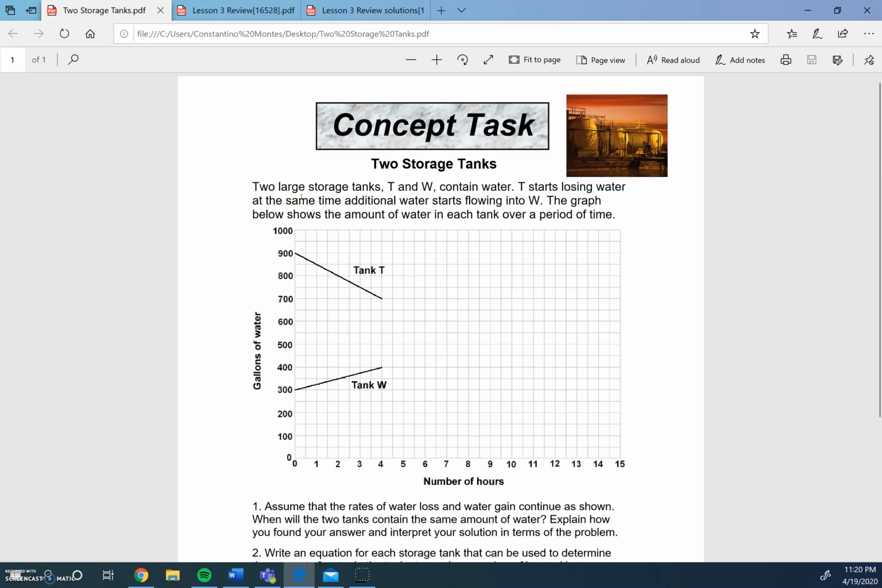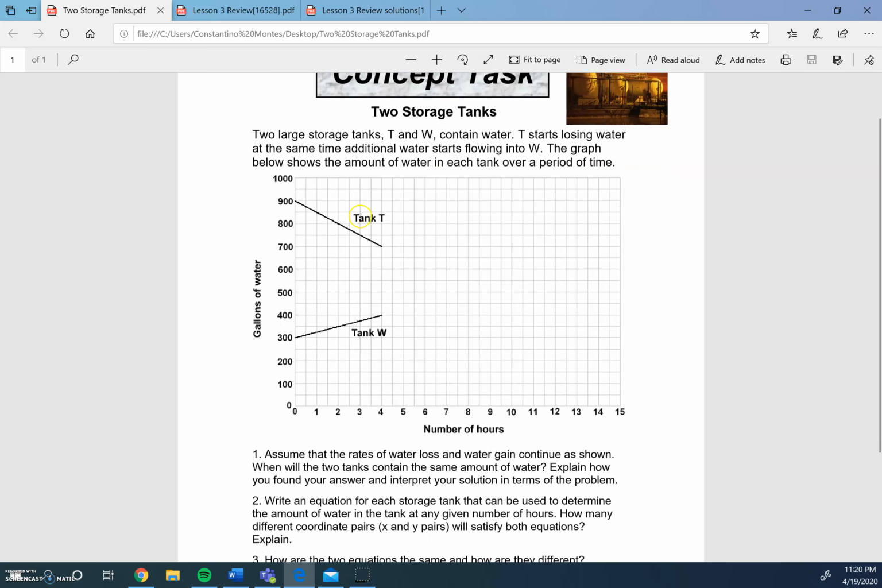So I'll just read the directions to you here. It says 2 large storage tanks, T and W, contain water. T starts losing water at the same time additional water starts flowing into W. The graph below shows the amount of water in each tank over a period of time. So we have a graph here. Along the x-axis, we have number of hours. Along the y-axis, we have gallons of water. We have 2 graphs here, one for tank T and one for tank W.